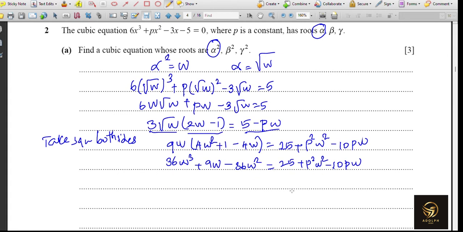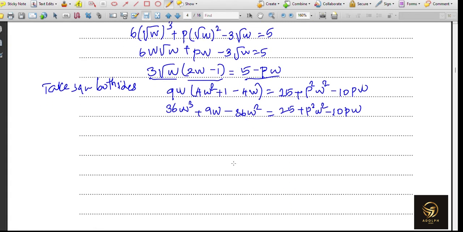In the next step, I'm going to bring all the terms to the left hand side. First I have 36w cubed, one and only single term. Then I have two w squared terms. One is here, negative 36w squared, and on the right side I have p squared w squared. Those two terms I'm going to bring into the left side because 36w cubed is on the left side. If I bring them, both of them are going to be negative, so I can take negative as common.